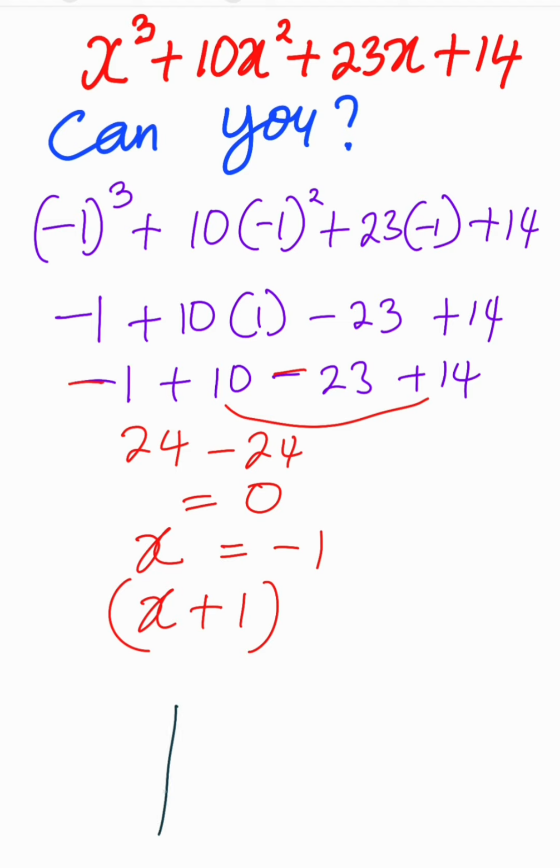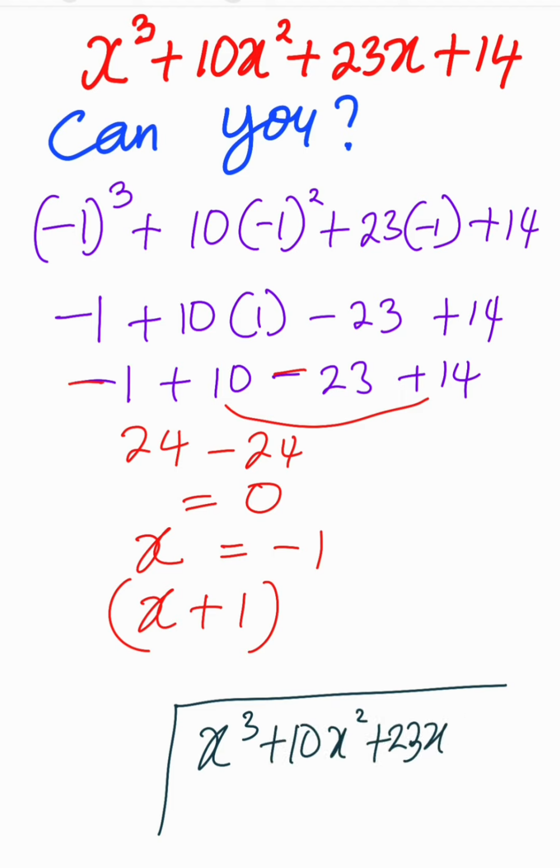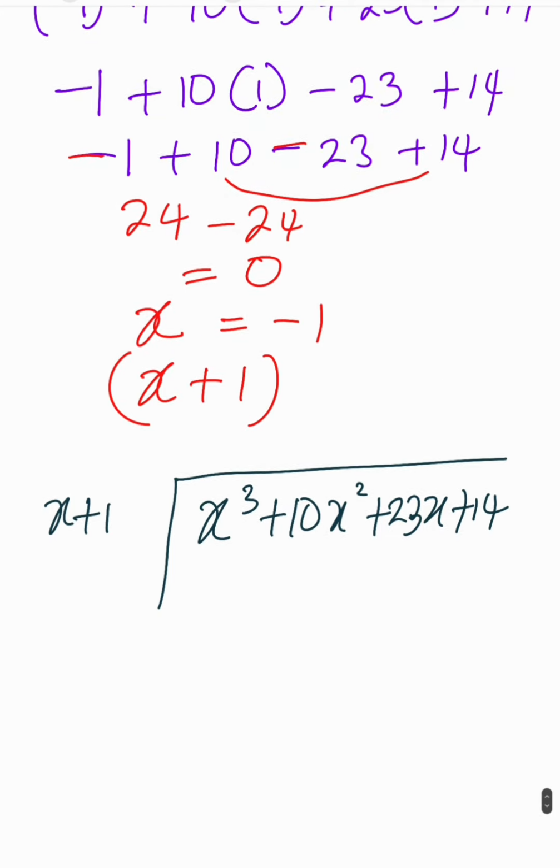So let me divide the original polynomial, which is x cubed plus 10x squared plus 23x plus 14, by x plus 1 to get a simpler quadratic expression, which will be another factor. Now to divide this, get the first term. Our first term is x to the power of 3 divided by x plus 1. That is what you will do. So x to the power of 3 divided by x will give us x squared. So you write your x squared.